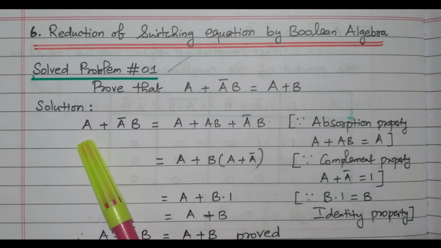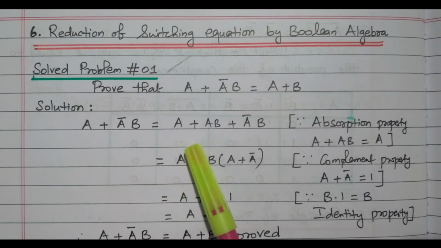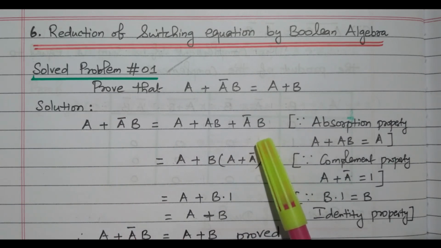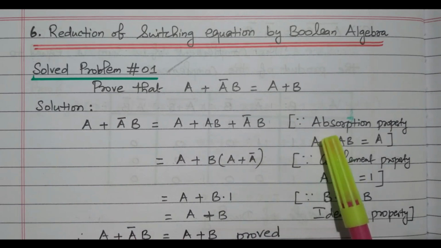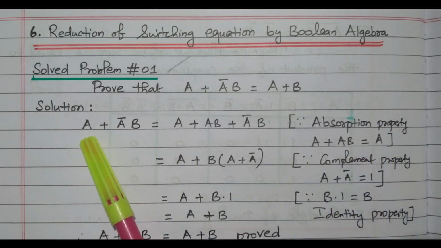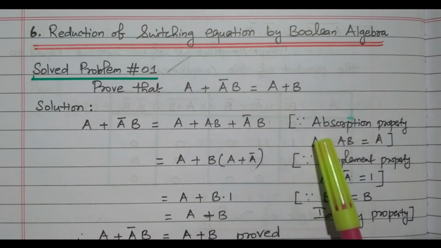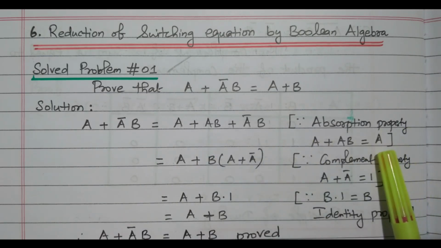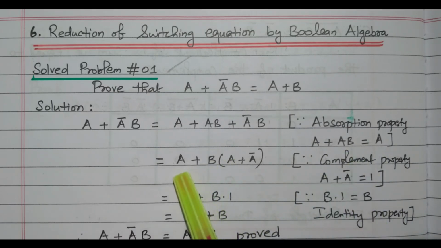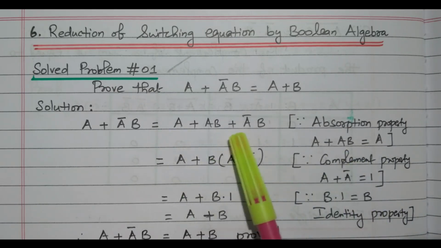Now we'll take this a plus a bar b equal to a plus ab plus a bar b, right? That is based on the absorption property, a plus ab equal to a. So this a is written as a plus ab. Based on the absorption theorem, the a is replaced as a plus ab. Now a plus ab plus a bar b.